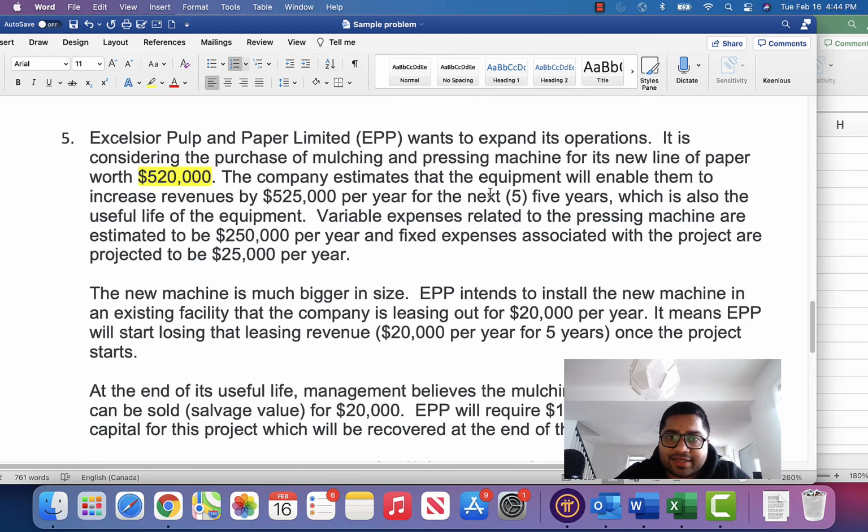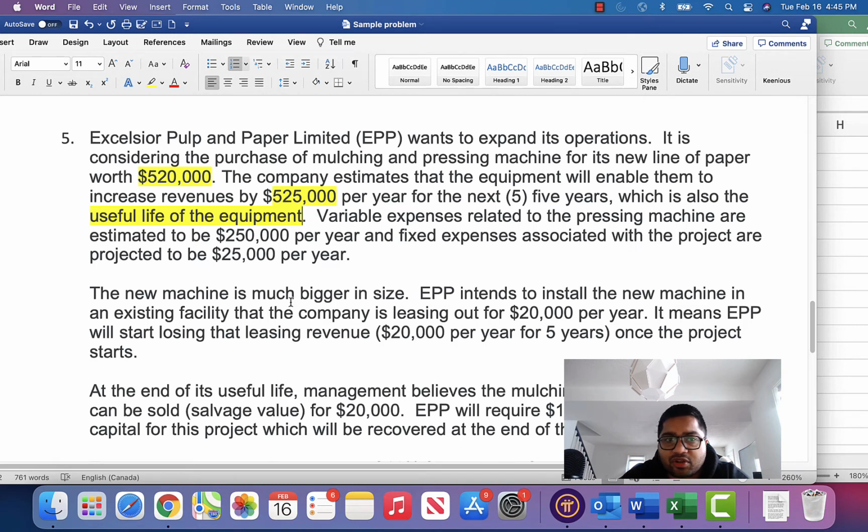The company estimates that the equipment will enable it to increase its revenue by $525,000 each year for the next 5 years, which is also the useful life of the equipment. The variable expenses related to the machine are $250,000 per year, and the fixed expense associated with the project is $25,000.